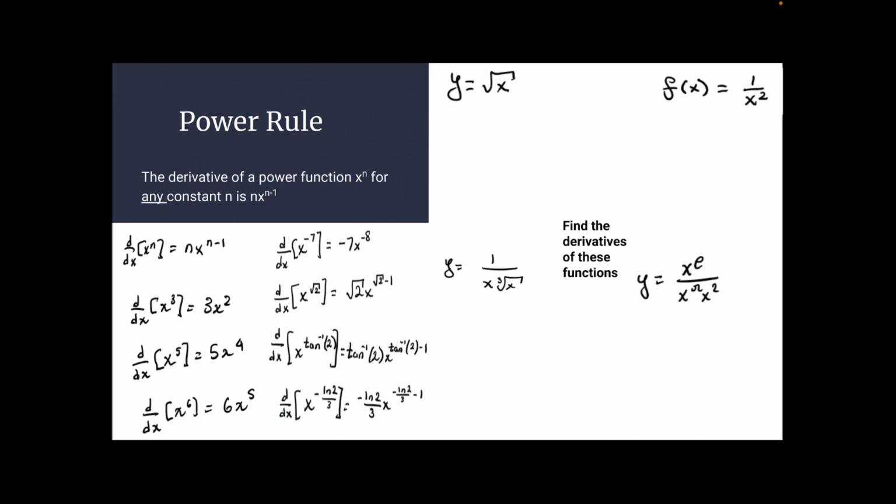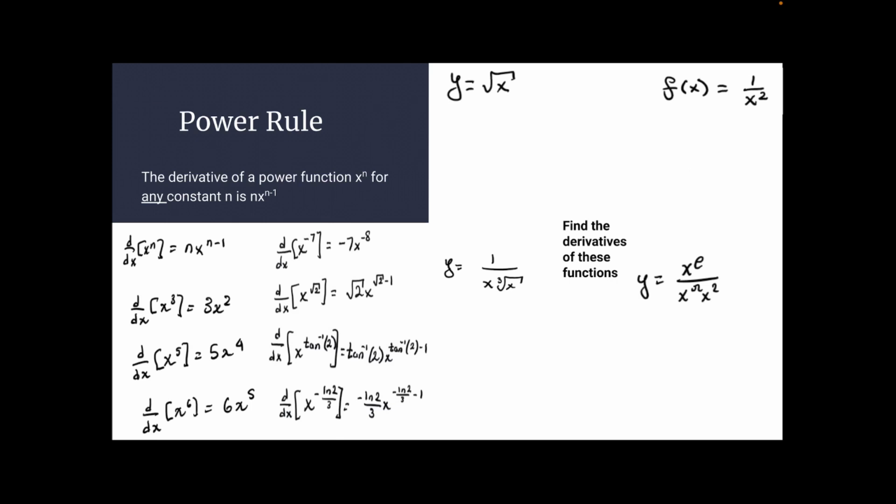The derivative of x to the negative 7 is negative 7 times x to the negative 8. You could have a square root up there. The derivative of x to the square root of 2 equals square root of 2 times x to the square root of 2 minus 1. You could even have a tangent inverse of 2. This is a bit crazy, but I don't think you'd see anything like that, but if you do, you could just use the power rule.